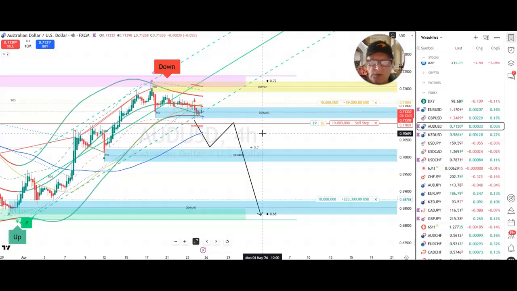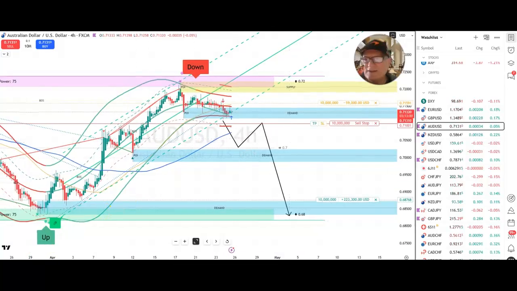If the dollar goes weaker, as it may well do in the next few days into next week, then I've been... sorry, reading my messages as they come in.